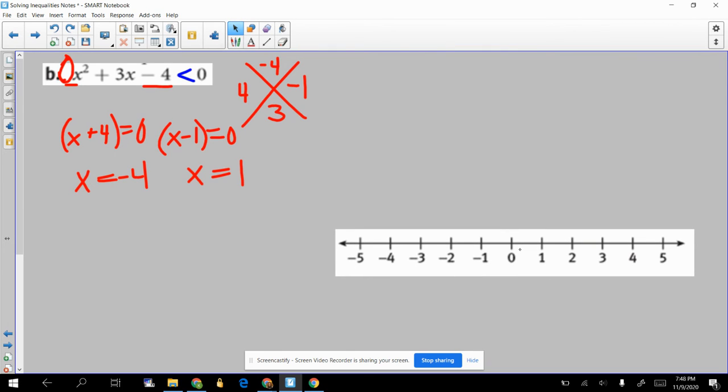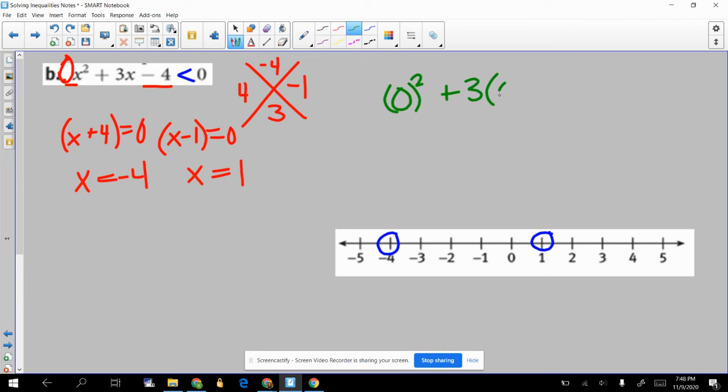So I need an open circle on -4 and an open circle on 1. And again, I'm going to test 0. So I have 0 squared plus 3 times 0 minus 4 is less than 0.